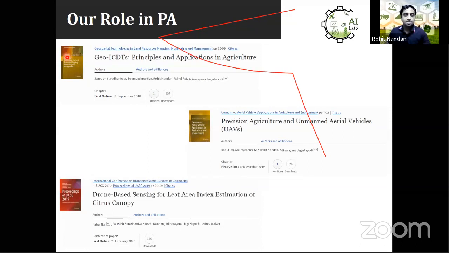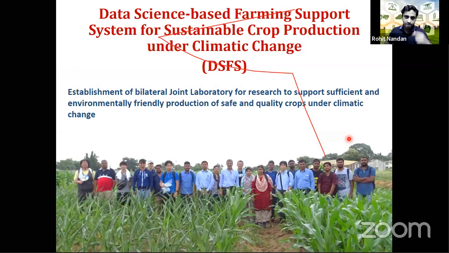Other than that, we have also been publishing some work as part of different book chapters, other than papers, in precision agriculture and drone-based sensing. We also have a project called the Data Science-based Farming Support System for sustainable crop production under climate change. So that is the DSFS project. It's a very big name, so we call it the DSFS project.